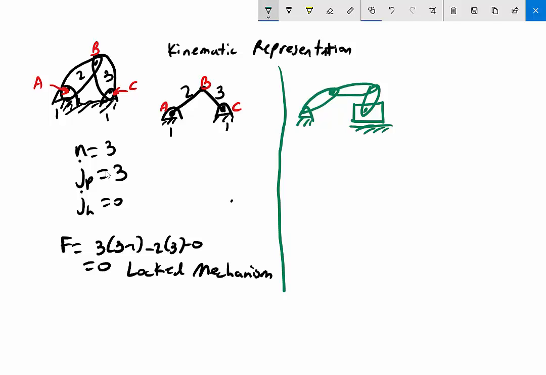So let's go through the same process. Okay, ground is always 1, right? Label my links any way I want, 2, 3, 4, and the slider is 5. Let's do our joints. The pin joint in here is A, B, C, D, and E is the one that slides, otherwise known as a prismatic joint.